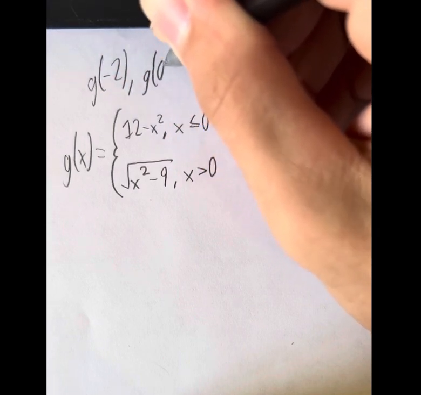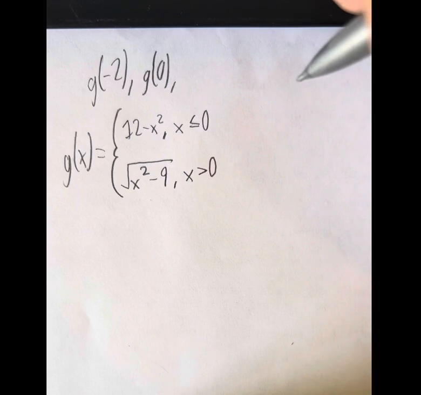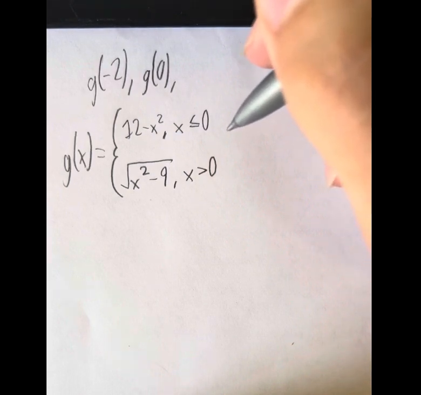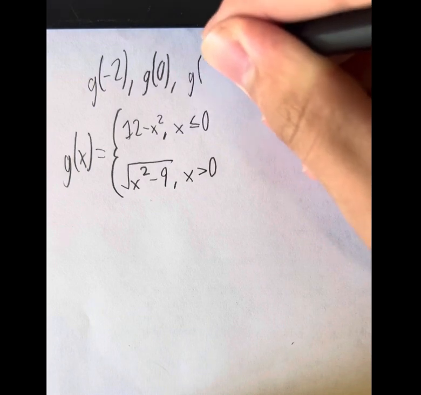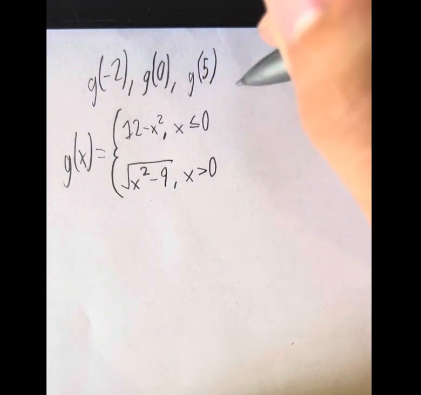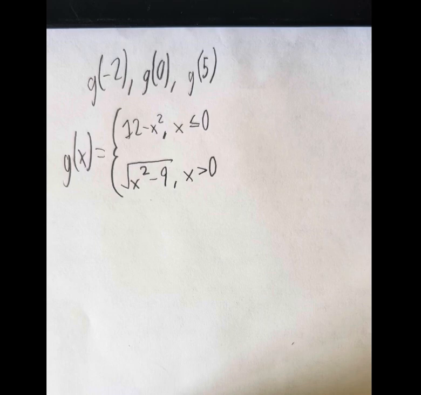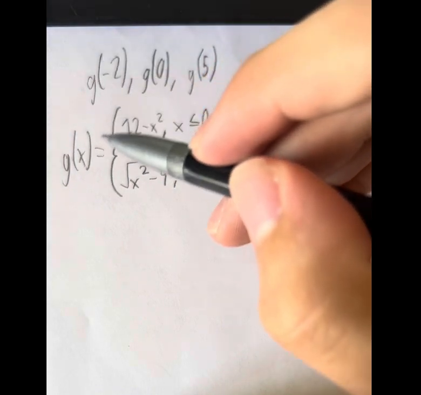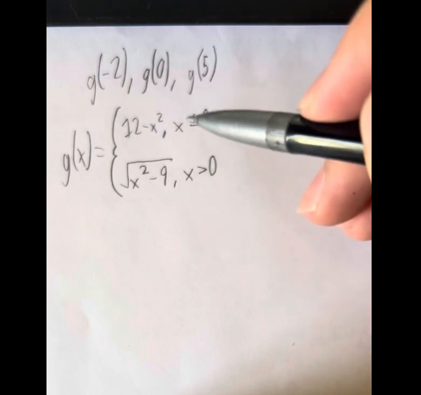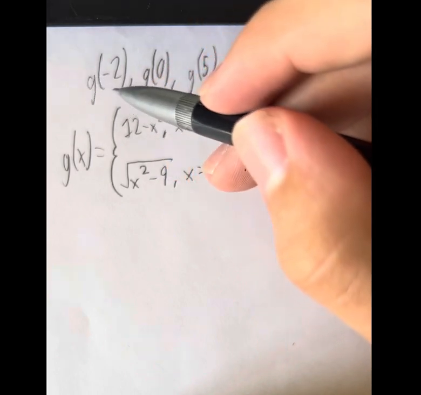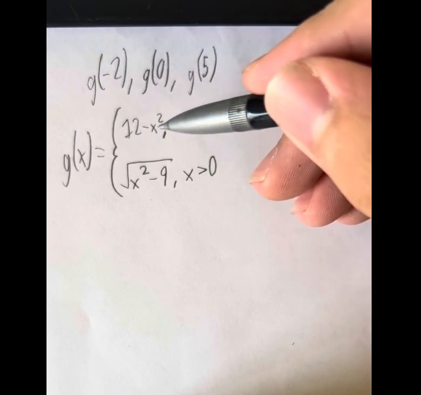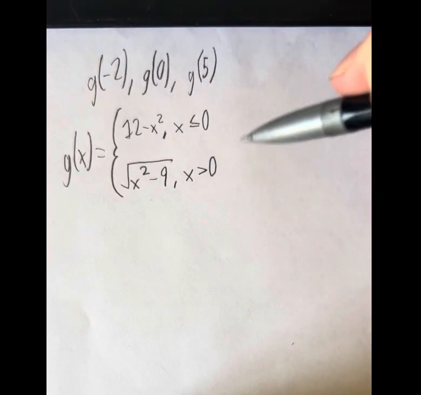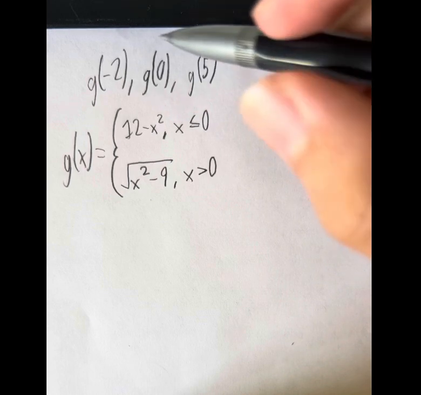g of 0. Just making sure you guys can see that. There's not a lot of room that I have. And g of 5. Yeah, that's what the book says. All right. So what does this mean? We have the equation, which is split into two parts, and then we have the inputs that we're trying to solve for. But what do we do here? Because we have two parts. Here's what we do here.